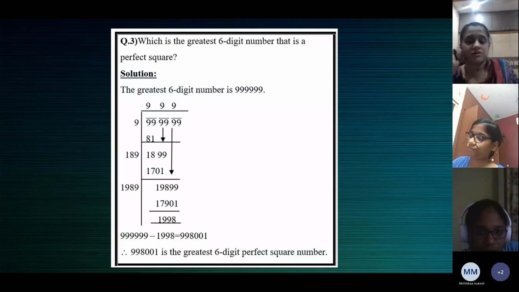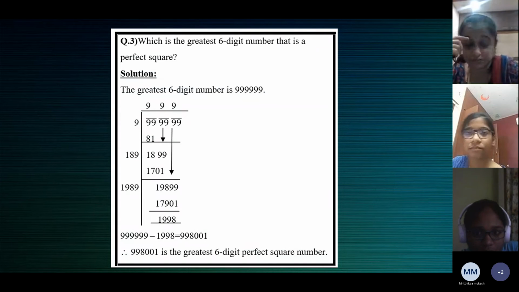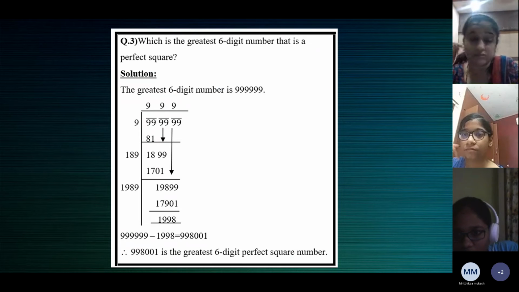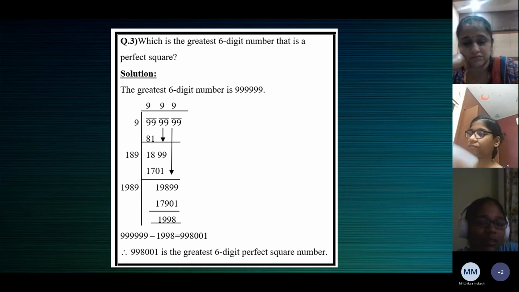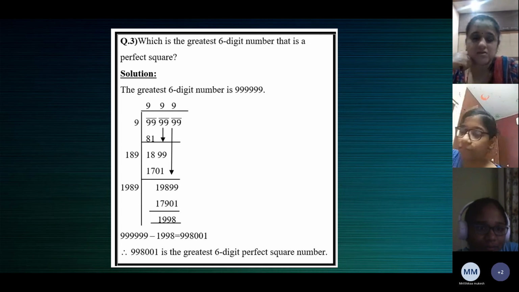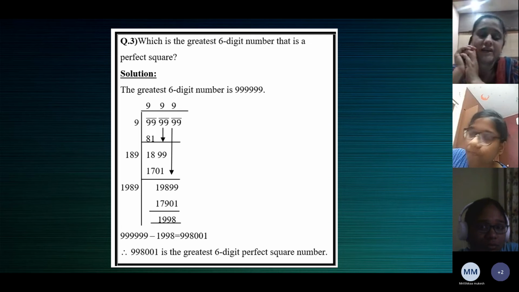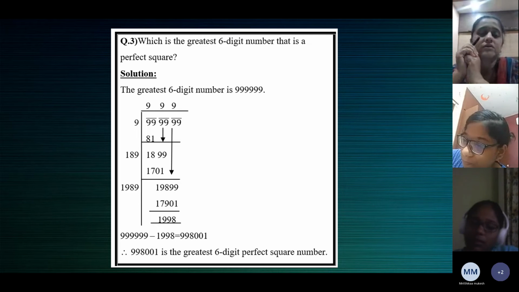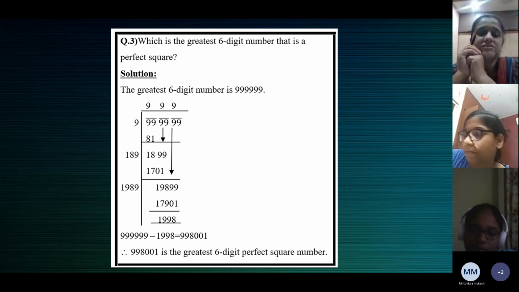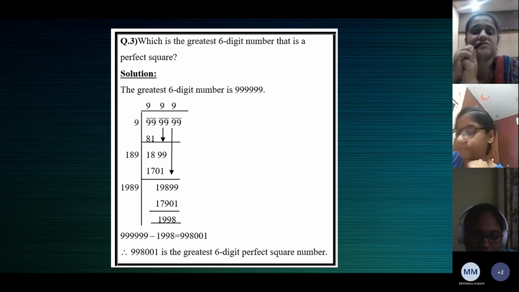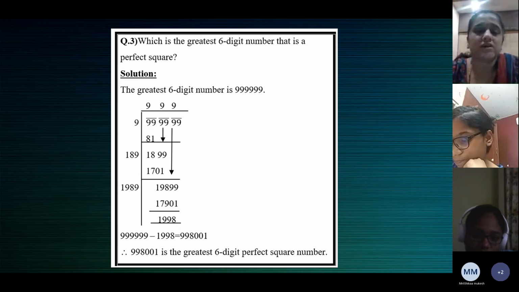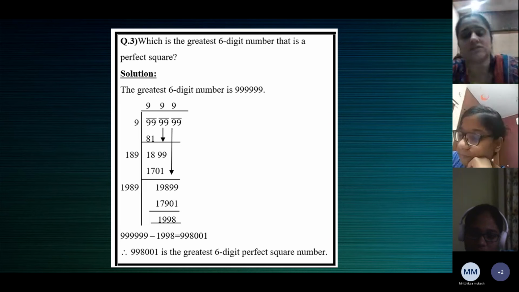See the procedure. To find the greatest 6-digit number that's a perfect square, you must make use of the greatest 6-digit number. To find the greatest 6-digit number that's a perfect square, you will have to make use of the greatest 6-digit number.